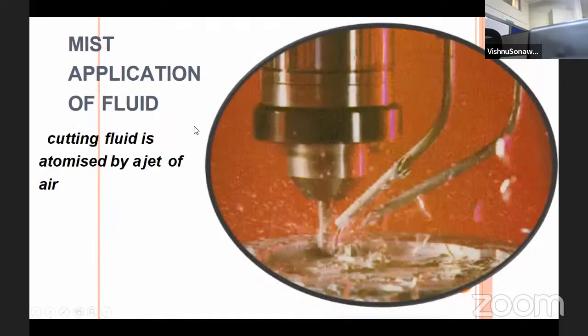This is the mist lubrication method, the aerosol method, where the cutting fluid is atomized by a jet of air. These are the two pipes we have seen. One pipe is where the air is coming, and the other is where the oil is supplied. Through the air, we are removing the metal chips, and through the other pipe the oil or coolant flow is supplied from the other end. These two pipes are connected for conventional machines.